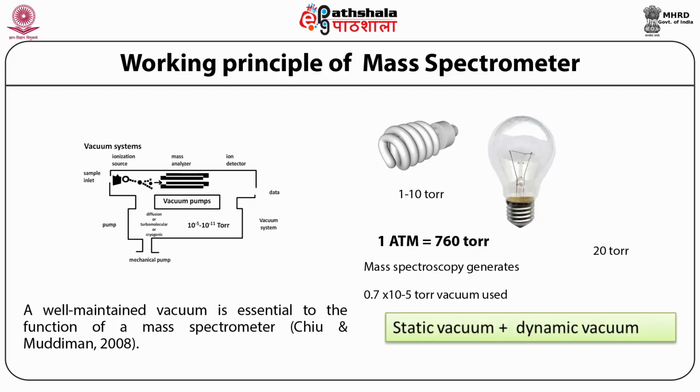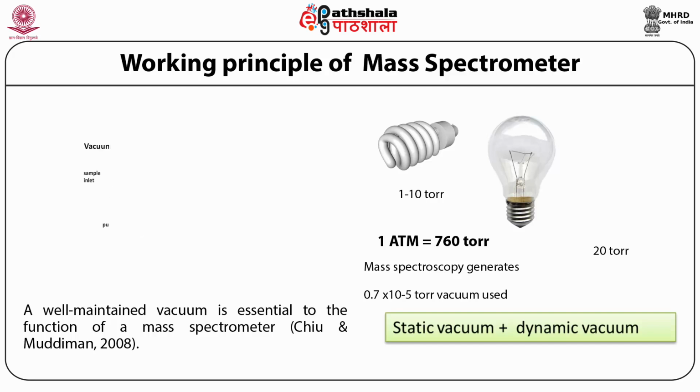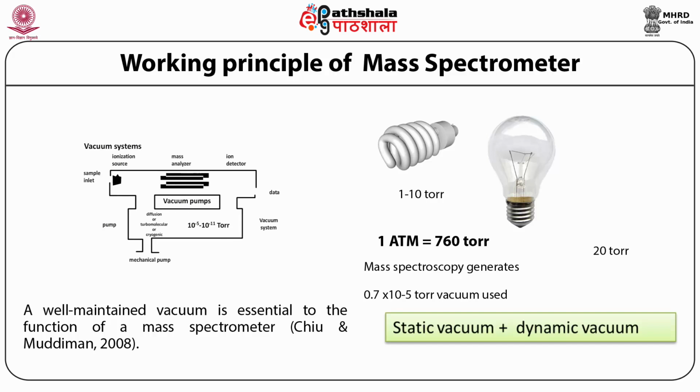One is a static vacuum and the other is a dynamic vacuum. The static vacuum is achieved by a backing pump which works continuously, 24/7. It's a reciprocating vacuum pump, which is oil free, which constantly creates some amount of vacuum. Even when the machine is switched off, this vacuum is essential to keep the conditions.